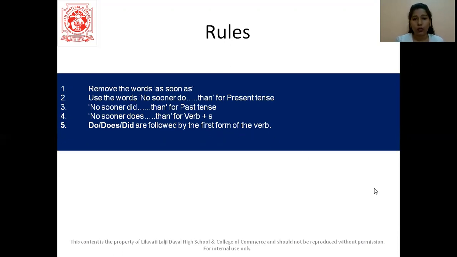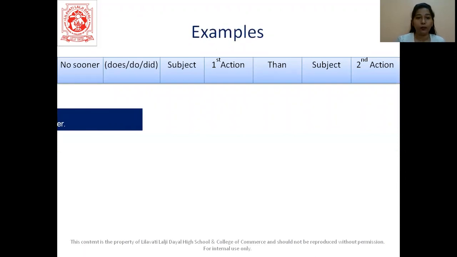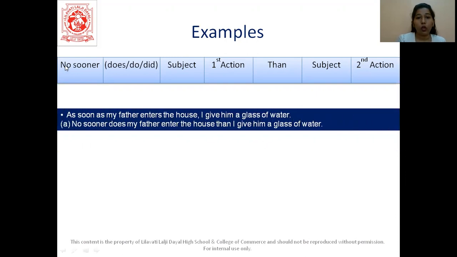So let us now see the structure so that we understand this in a better manner. Let's use this with the help of examples. So look at this. We have no sooner. Then, depending on the tense of the sentence, we use either does, do or did. Then we have the subject, the first action, then the word than, again the subject and the second action. Let's use our example here and then we can understand this.